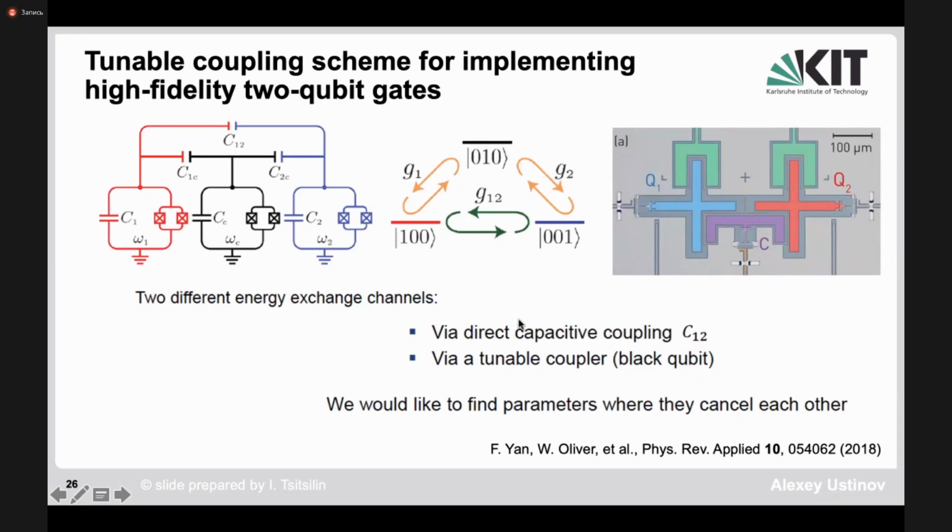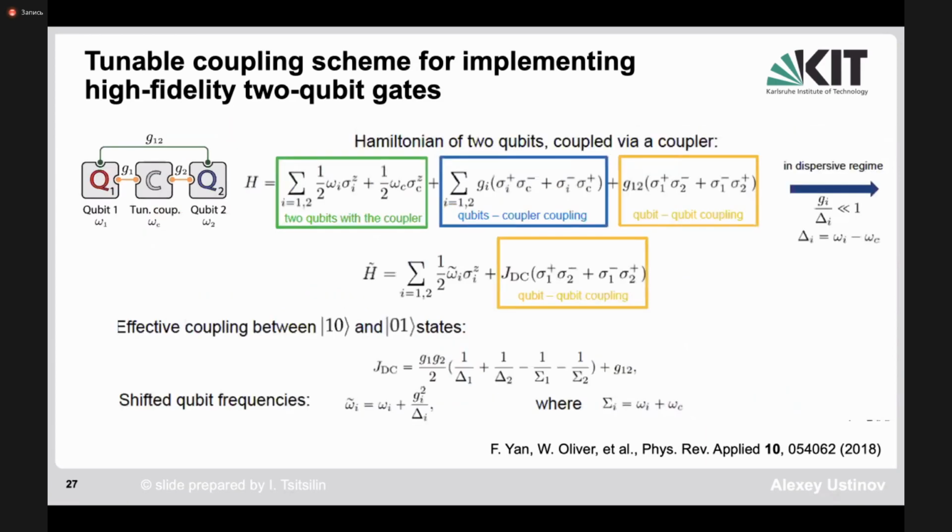So basically, having a direct capacitive coupling C12 and a tunable coupler, one can make the coupling cancel by a particular flux applied to this black qubit in the middle. Now the whole circuit is shown here below. So you see two qubits. They have both readout lines, and they have the control lines and so forth. The coupler does not have any readout line. We don't need to know its quantum state at all. We only manipulate frequency, and then the coupling is implemented in a clever form.